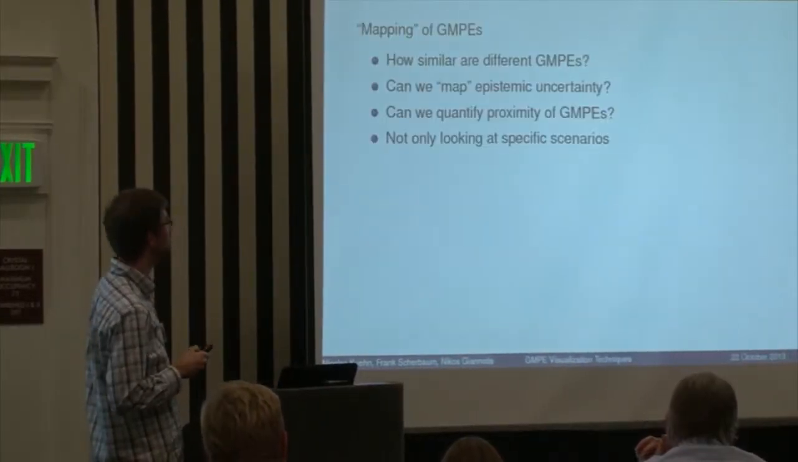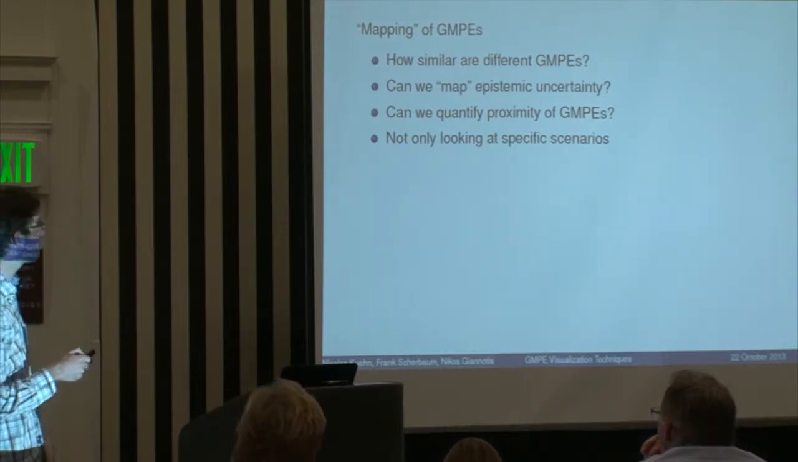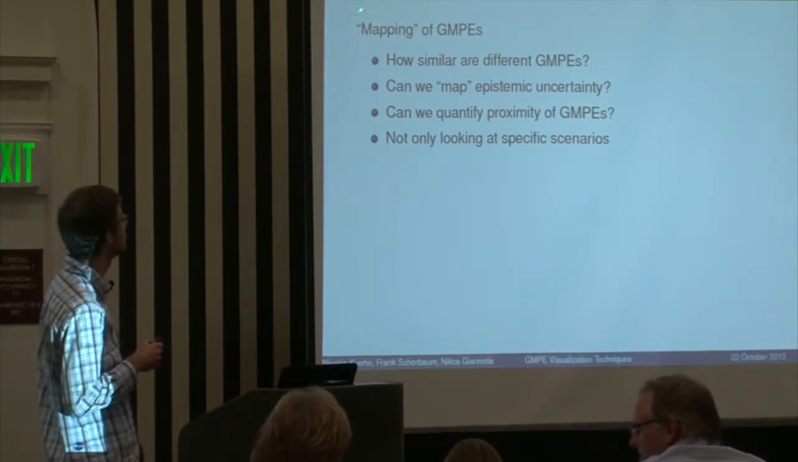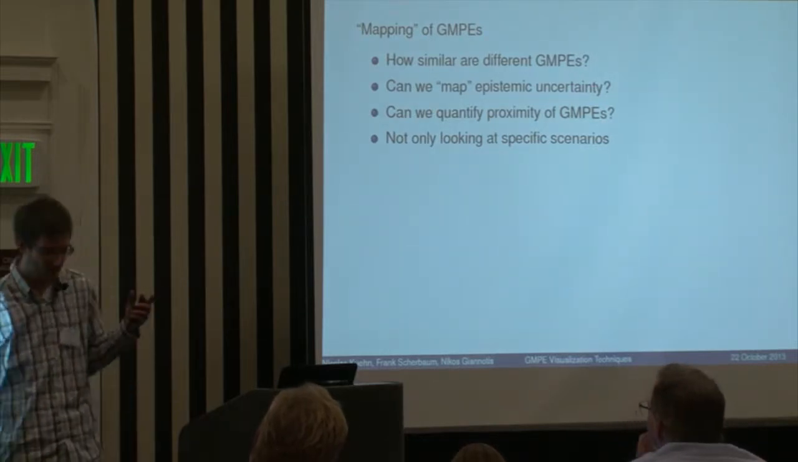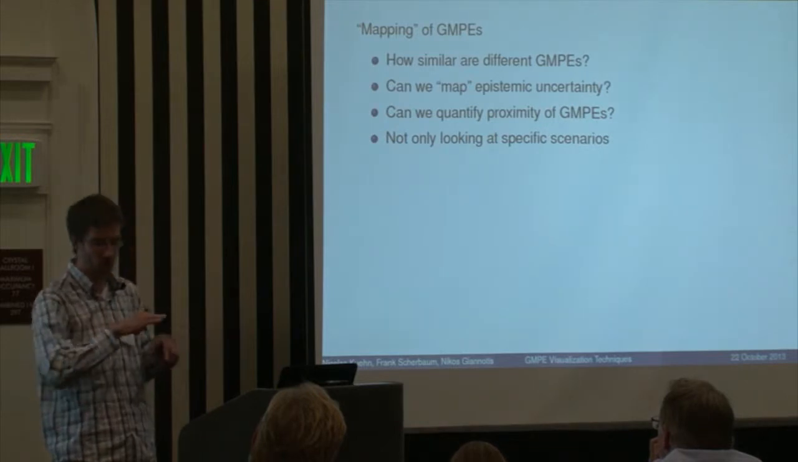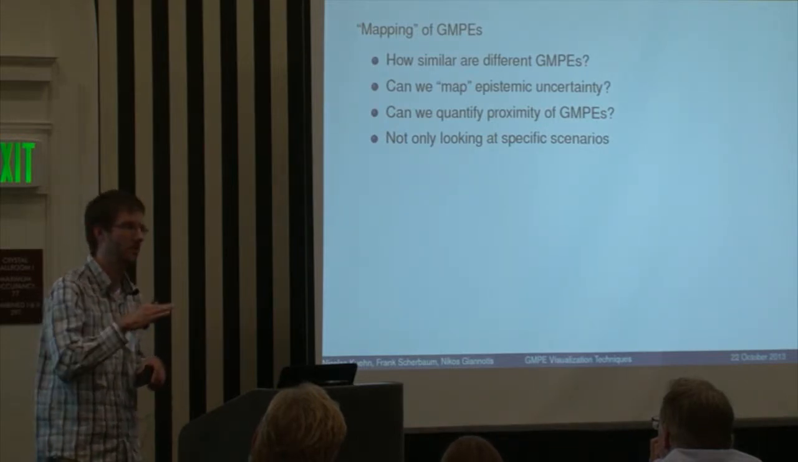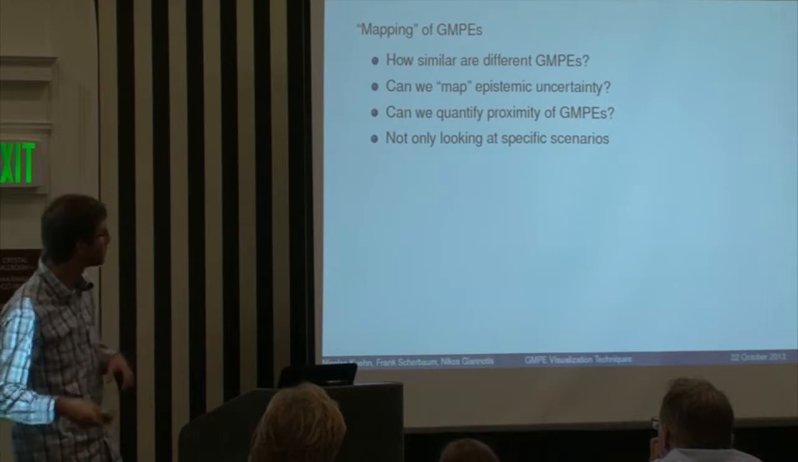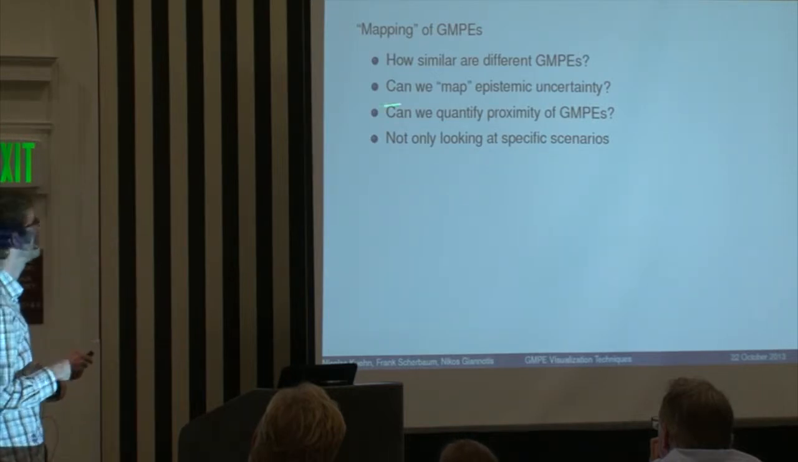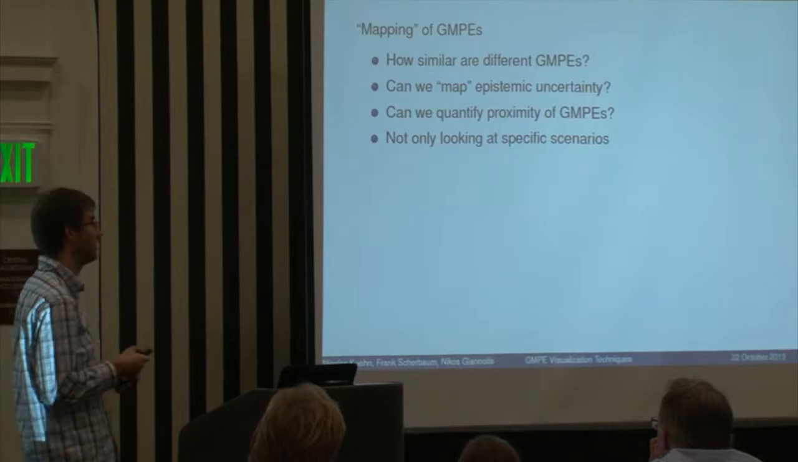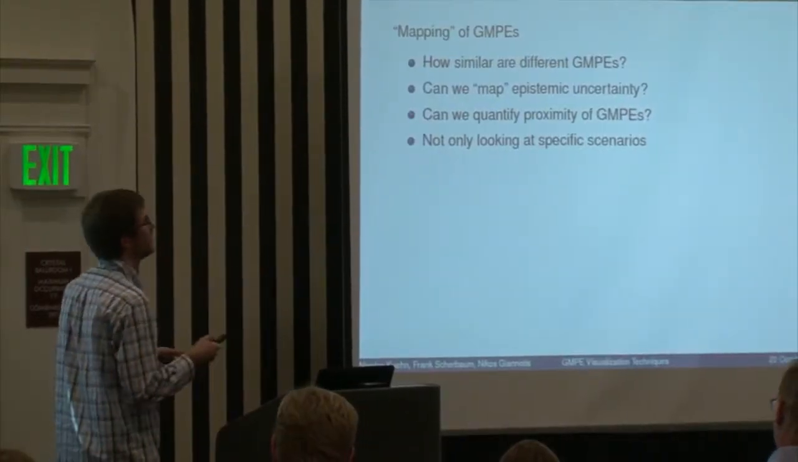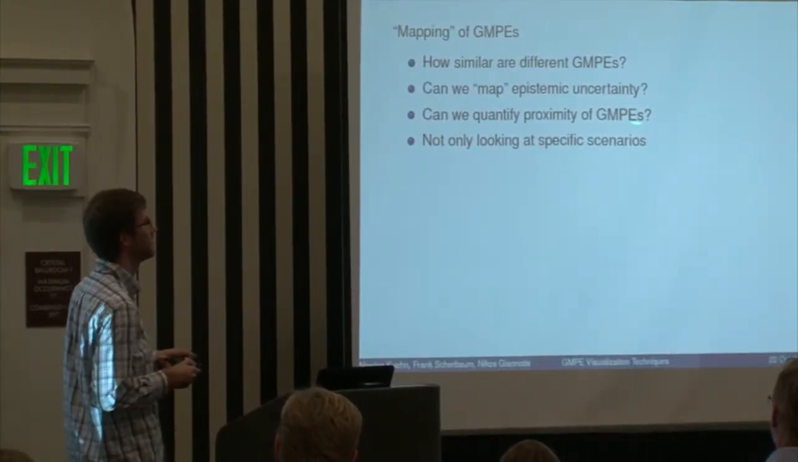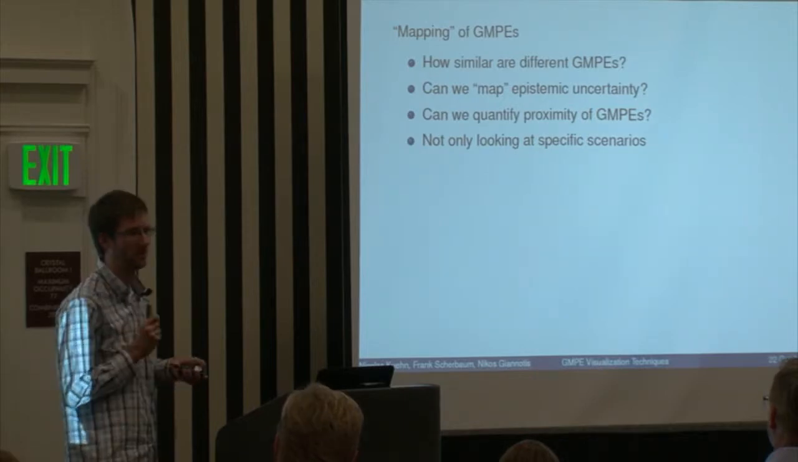but I hope it will still be interesting. So this whole thing started out when we tried to map GMPEs from a high-dimensional GMPE space onto basically a flat surface, so basically a paper or the screen. The questions that we had were how similar are actually different GMPEs, and can we assess this somehow? Can we actually map epistemic uncertainty? And we wanted to do this without looking only at specific scenarios.